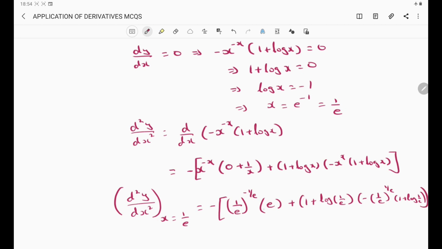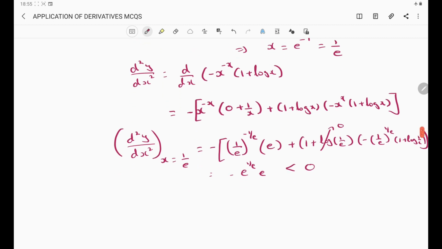And we observe this log of 1 by e is the same as writing minus log e, and it's equal to minus 1. So this term becomes 0, because log of 1 by e is minus log e, and minus log e is minus 1. 1 minus 1 is 0. So this whole factor becomes 0, and we are left with only minus of 1 by e power minus 1 by e into e. So you get minus of e power 1 by e into e, and the whole of the second term is 0. So this is a negative value.